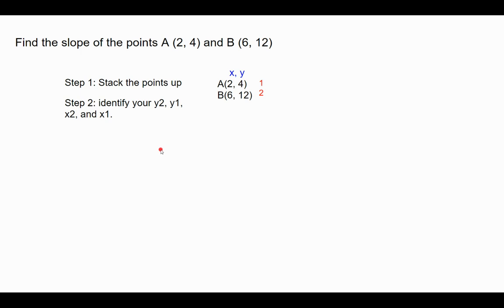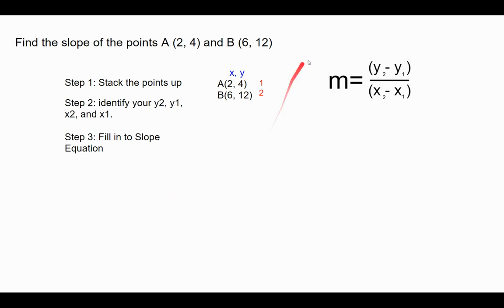Once we have that, we are set up and we are ready to fill in our slope formula or our slope equation. Your slope equation looks just like this. It's m equals y sub 2 minus y sub 1 over x sub 2 minus x sub 1. Don't let these numbers freak you out. These numbers just identify which point you're looking for here. They have no mathematical value whatsoever. So we're going to fill in our formula here.